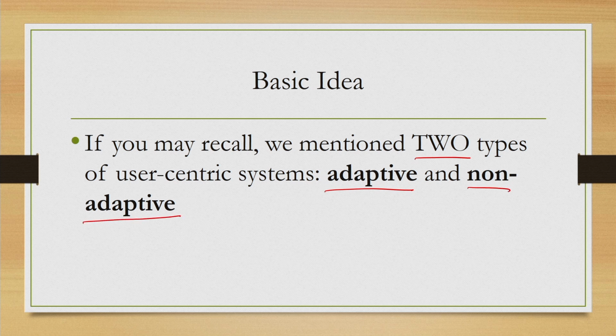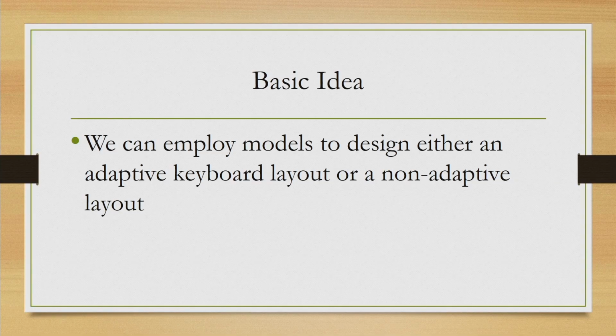In adaptive systems, we mentioned that when we interact, something changes either on the interface or the way we interact. Whereas in the case of non-adaptive systems, it is designed once and the design remains the same throughout the usage of the system. Now, the models that we have discussed earlier can be used to design either an adaptive keyboard layout or a non-adaptive layout.